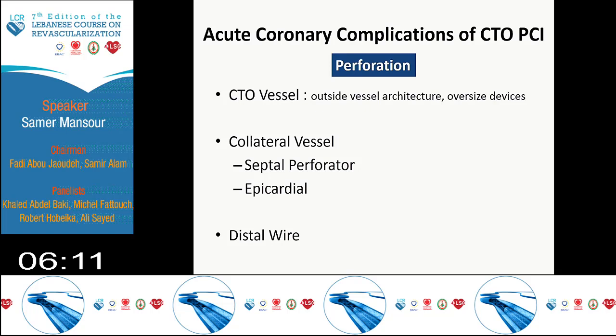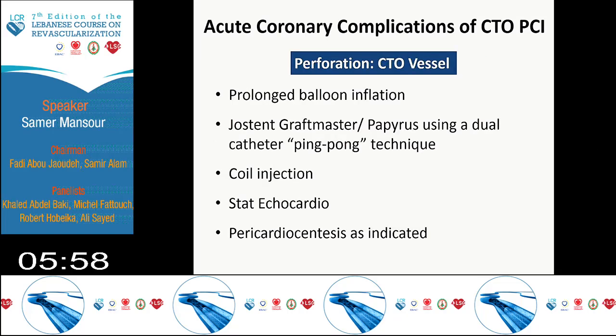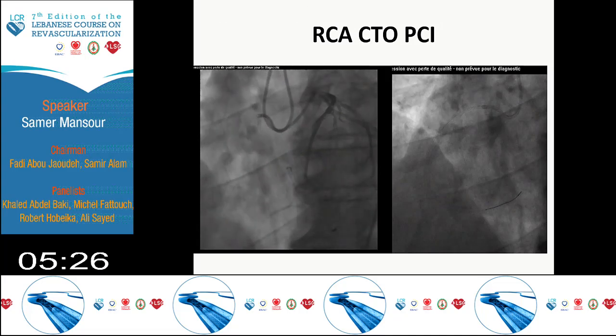Perforation, it could be the vessel by itself because you went out of the vessel architecture, or you oversized the diameter of your devices, or it could be related to perforations of your septals or the epicardial collaterals, or distal tip wire perforation. So how to treat them? Prolonged balloon inflation. You can put in a covered stent. The Papyrus from Biotronik, they are really good stents with a great profile. You can use the pinpoint technique to keep an occlusive balloon to prevent bleeding in the pericardial space. You can use coils. I showed you yesterday the case of the gel foam we used. You need to have an echo to assess the amount of blood in the pericardium, and perform pericardiocentesis as needed clinically.